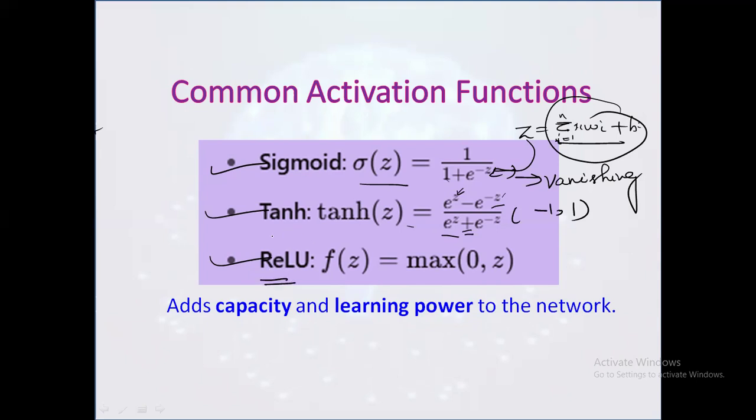The next is the ReLU function. Many functions are there; here I have given only 3 for understanding. f of z is equal to maximum of (0, z). So if the value is positive, it takes the maximum value, and the negative values it omits. ReLU means what? This ReLU represents the rectified linear unit.